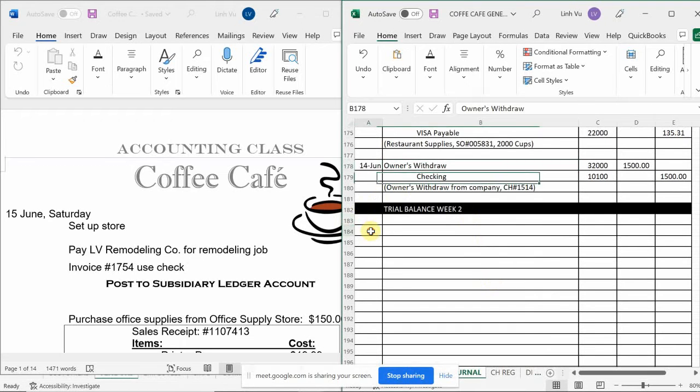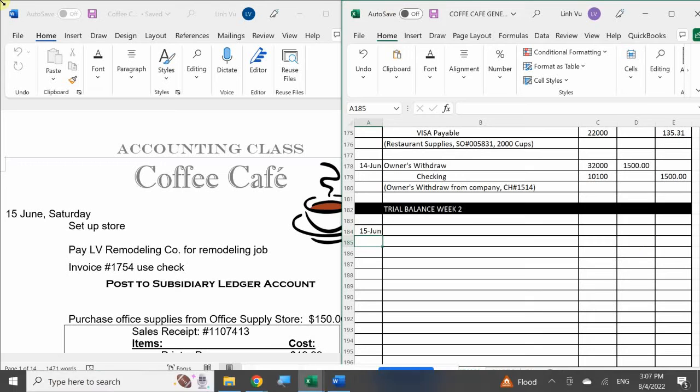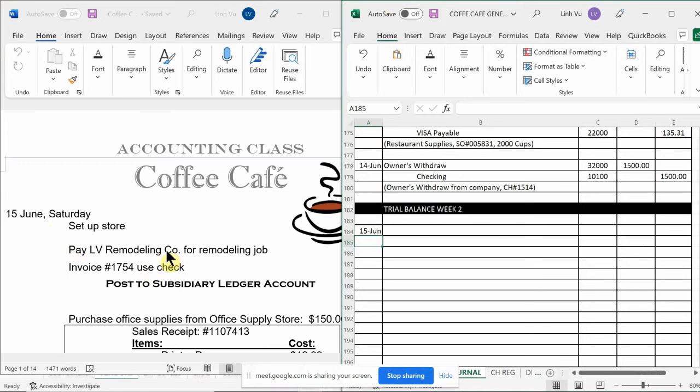So now we can go ahead and continue on to the next set of transactions starting the 15th, which is Saturday, June 15th. We're going to be setting up our store. First thing that we have here is we need to pay LV Remodeling for the remodeling job, which was invoice number 1754. Use a check.